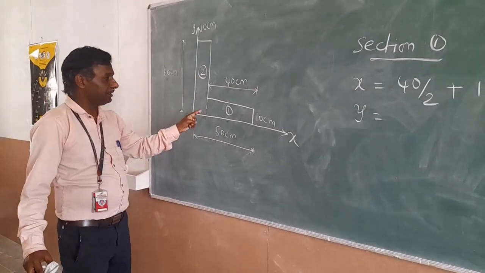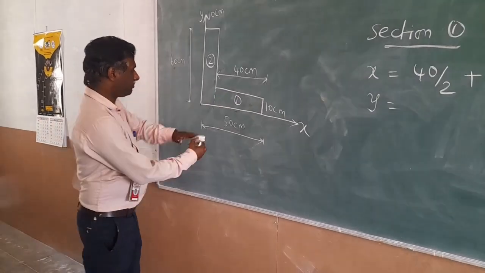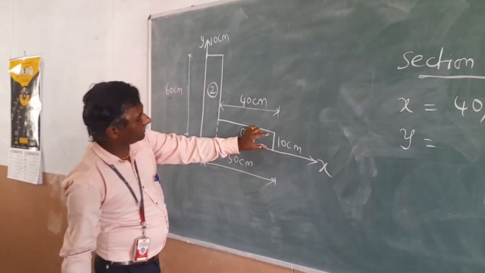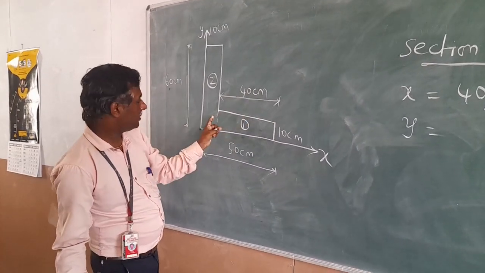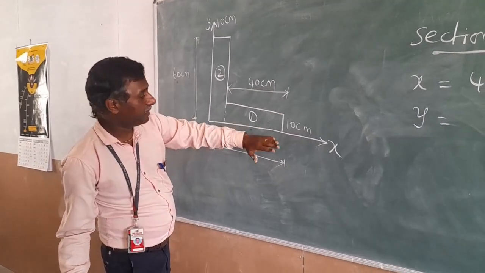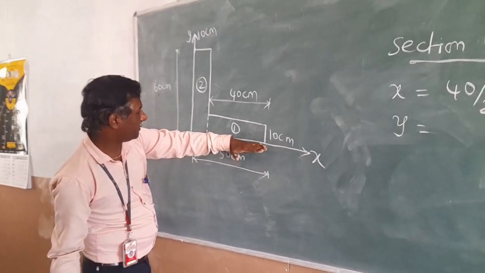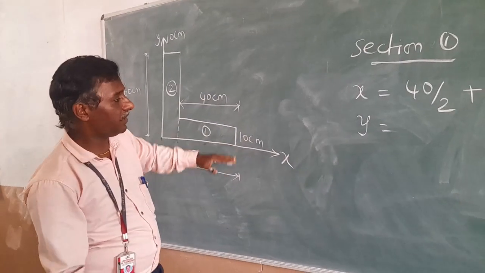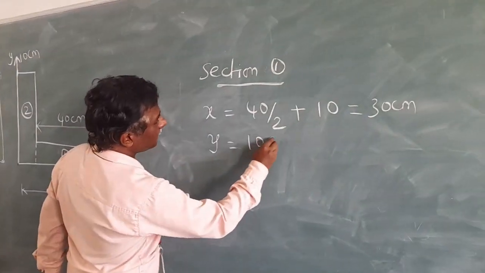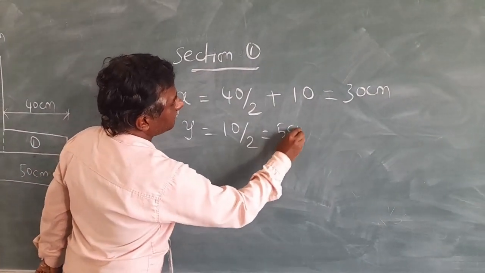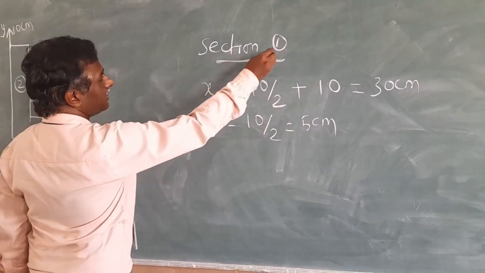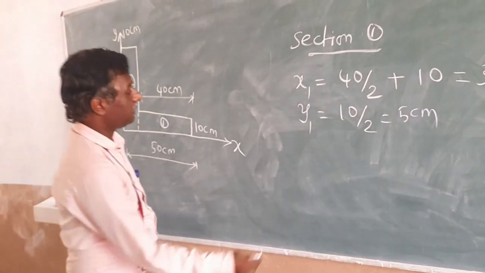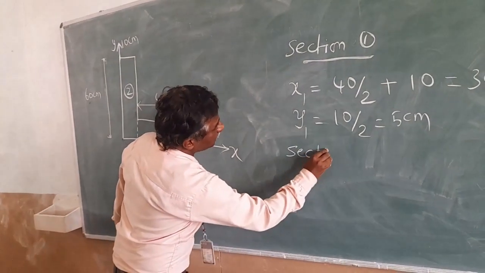For the second section, the same thing: you measure from the reference axis vertically. Vertically it is 10 centimeter, so half of the value. Now I am going to measure this point from this point, so directly half of the value will be the answer for the y value. So it is 10 by 2, which is equal to 5 centimeter. So for section 1 we have x1 and y1. Then let's move on to section 2.